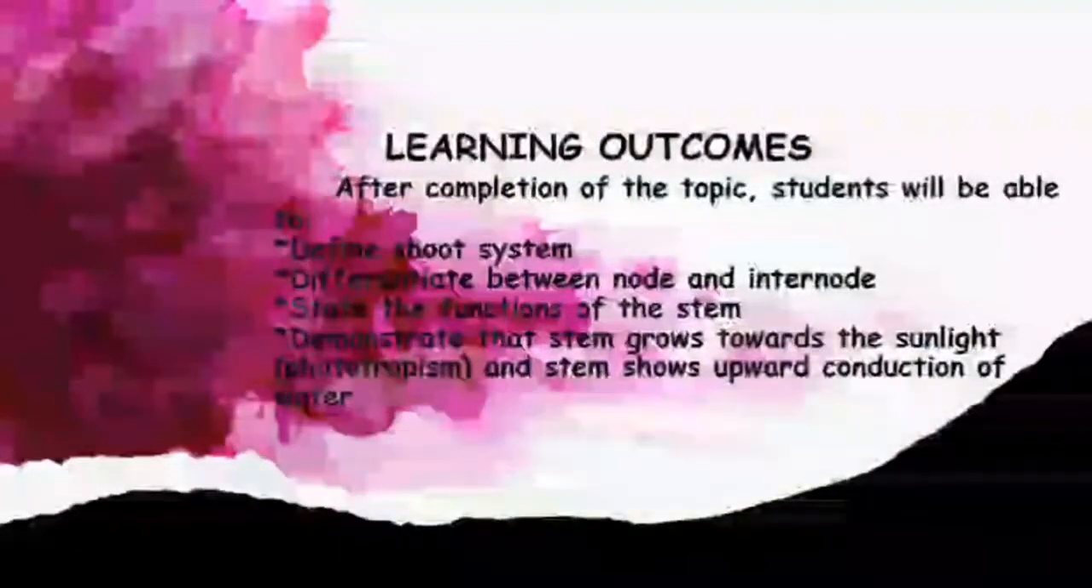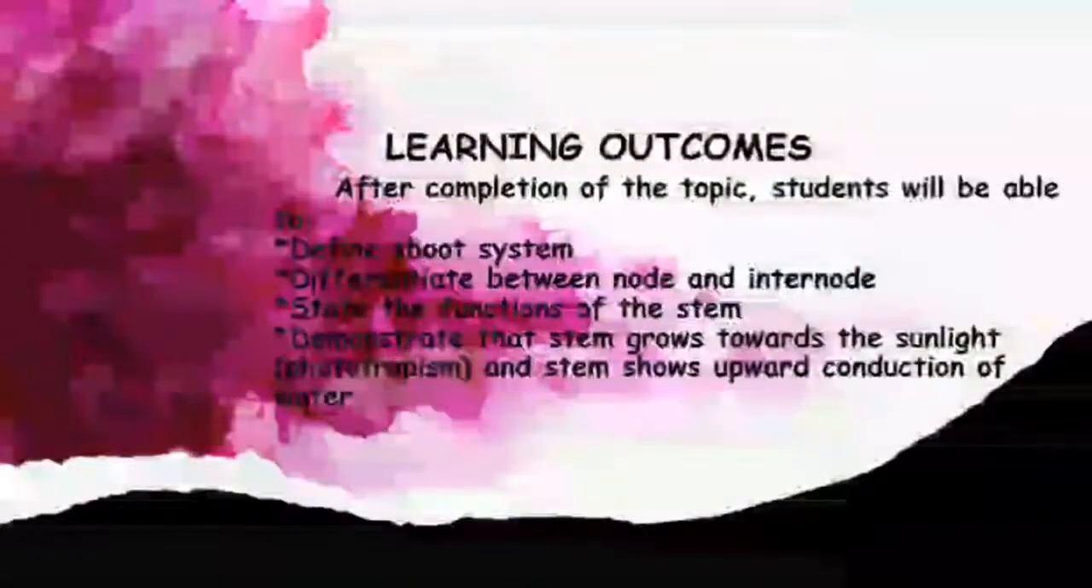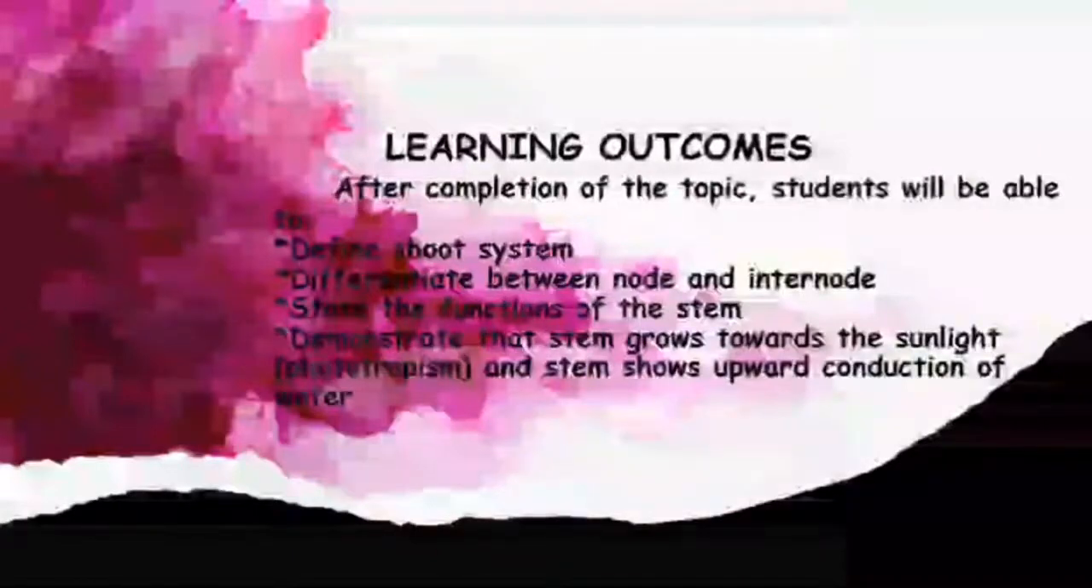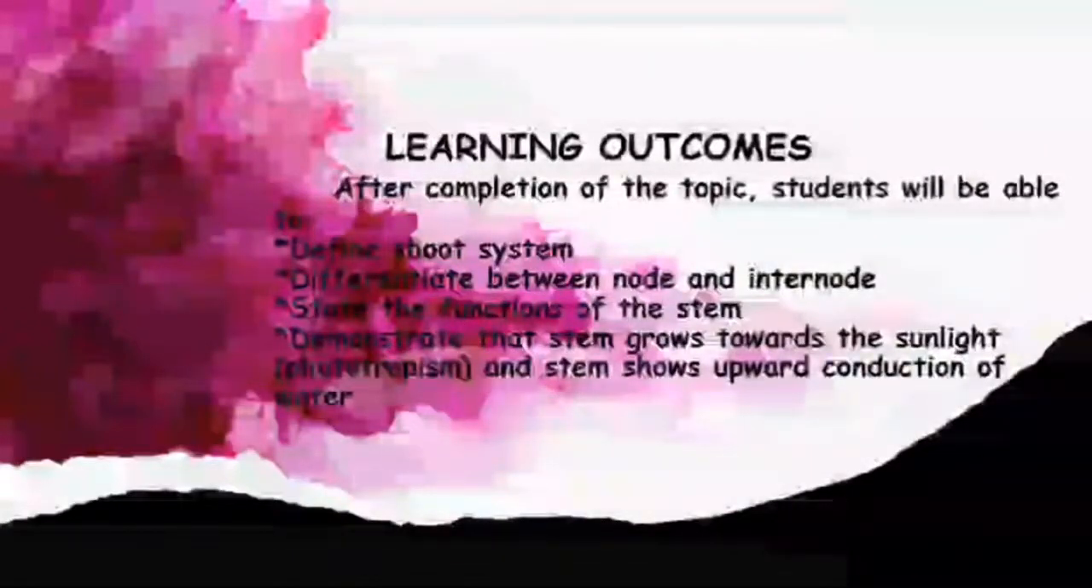These are the outcomes which you have achieved. Now you are able to define the shoot system. You are able to differentiate between the node and the internode. The portion from where the stem bears the leaf is called the node, and in between two nodes is called the internode.